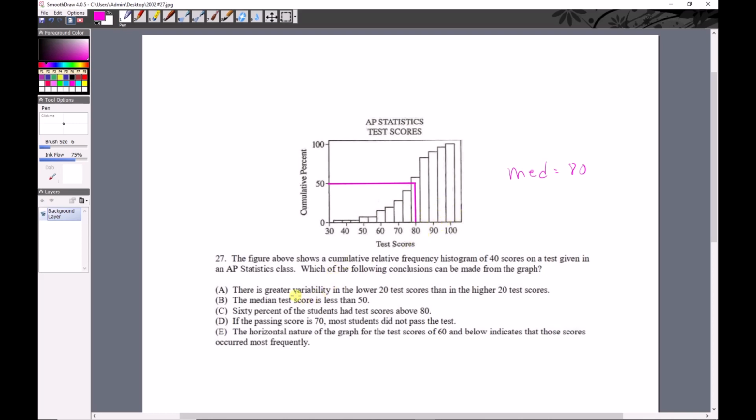and they're talking here about variability. And I think some of you guys aren't really sure what we're talking about with variability. That's just another way to say spread in this particular case.